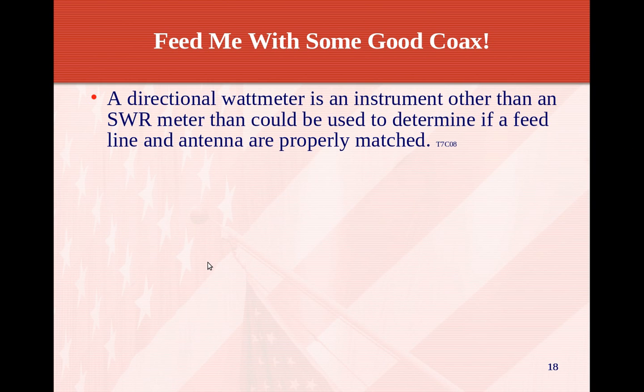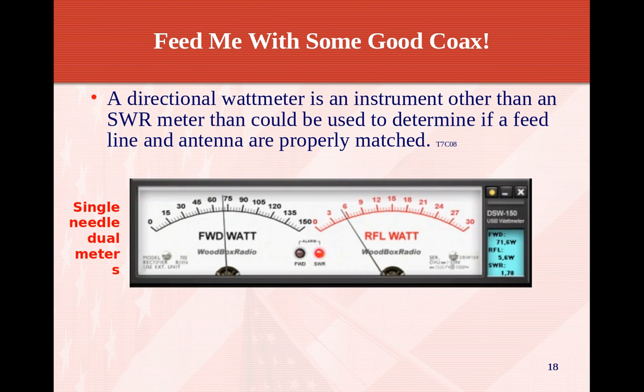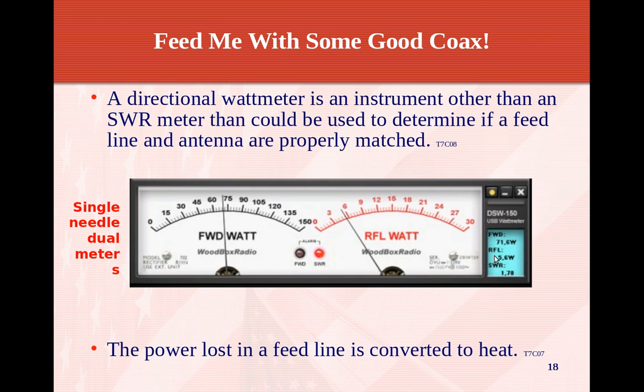Let's see. A directional wattmeter is an instrument other than an SWR meter that can be used to determine if the feed line and antenna are properly matched. So here's a single needle dual meter. So we have one needle measuring forward, one measuring reflected, and over here it gives you the SWR calculations. Power loss in a feed line is converted to heat. So if you have any type of high SWR, all you're doing with that power is converting it into heat in the coax.